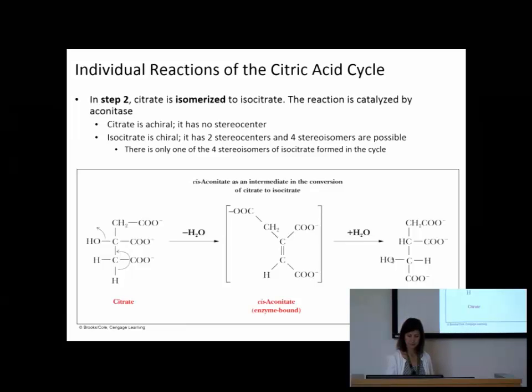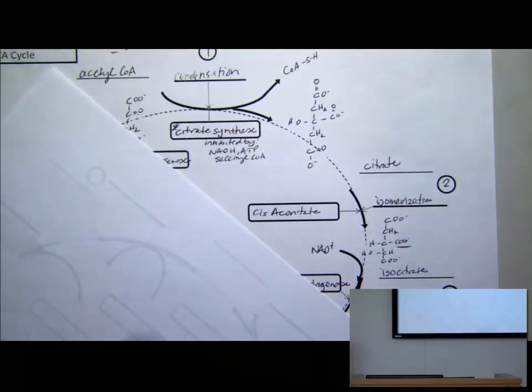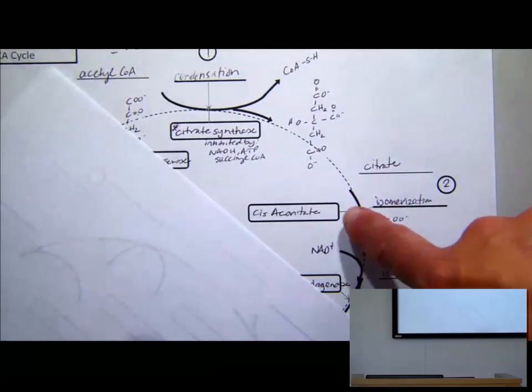Let's go back. So we go from our citrate, we isomerize, and we move that alcohol down. We get isocitrate. Cis-aconitate is not starred. I don't expect you to memorize it, but it is isomerization.